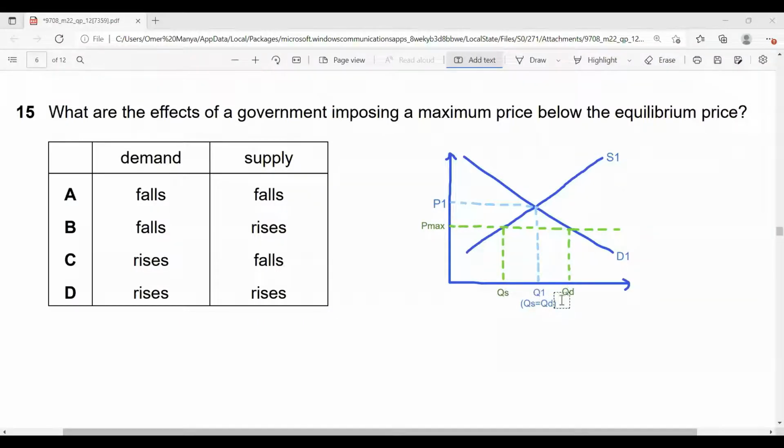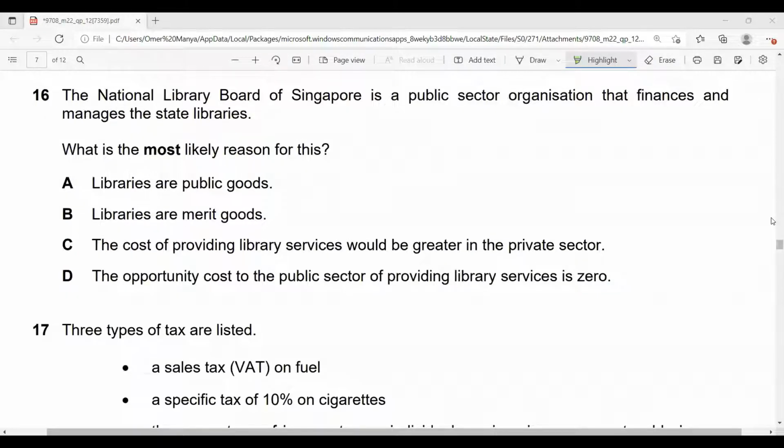You can see the quantity demanded has increased from the original amount and the quantity supplied has actually fallen, which is why the answer is C. For your information, this is called a shortage situation. There's actually greater quantity demanded than there is supply available. So there's going to be a shortage in the market from the P max, which is actually one of the drawbacks of this situation.